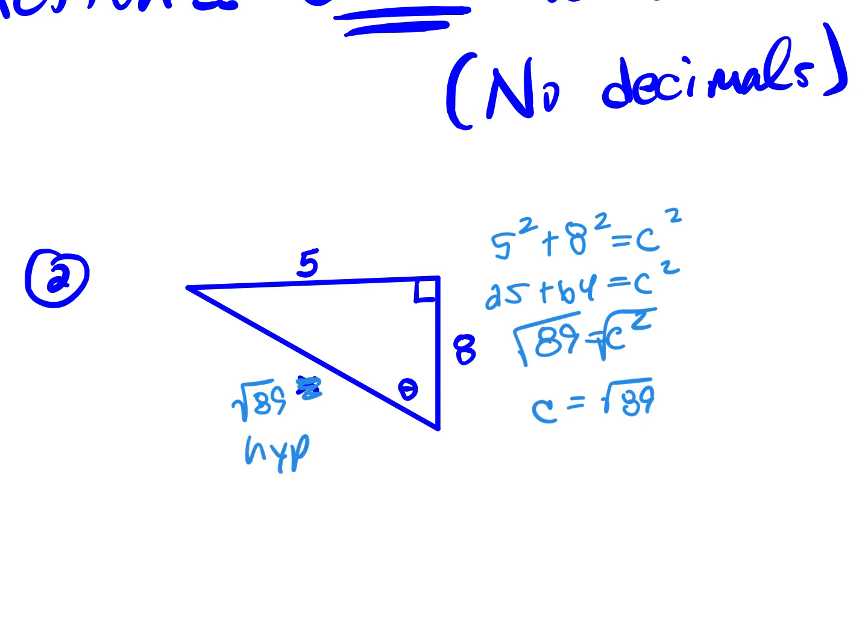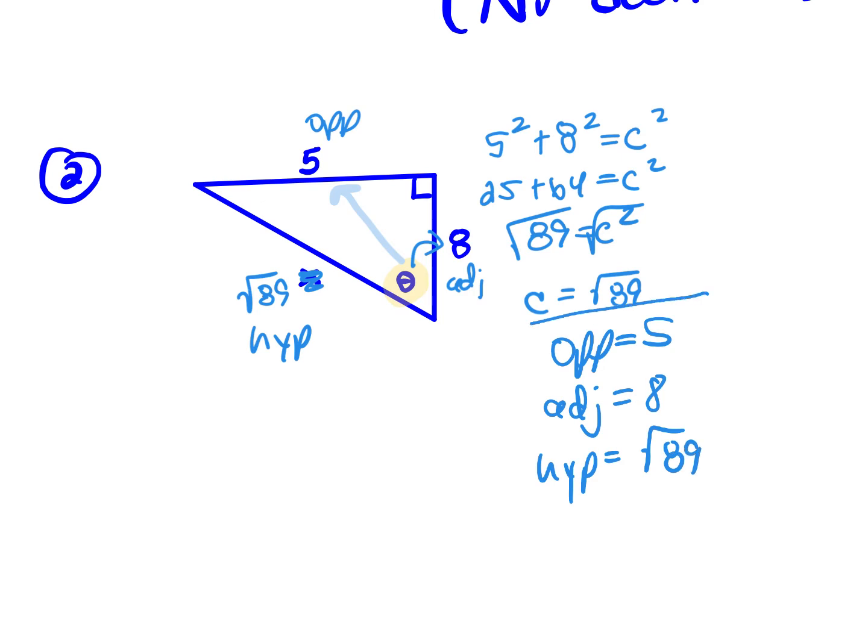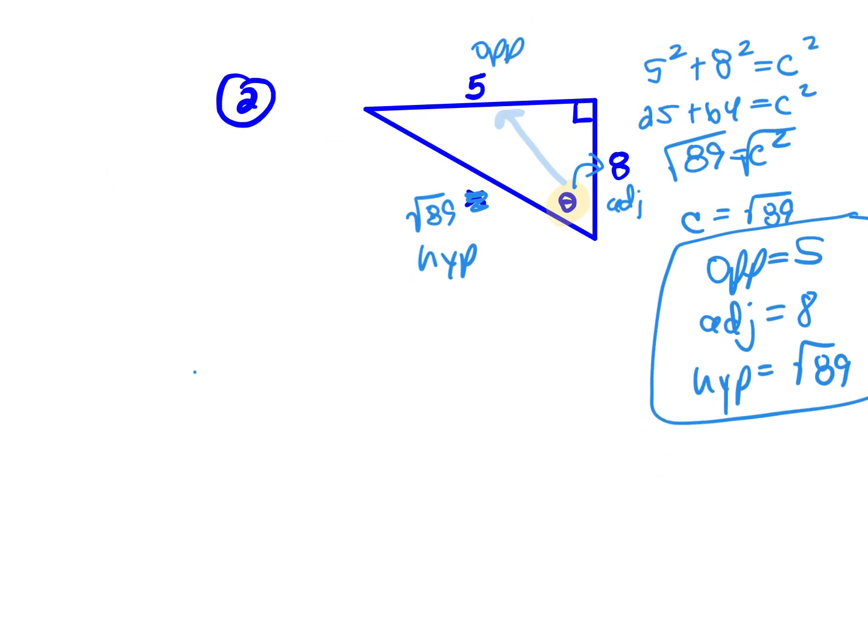So here is my theta. Identify theta. In reference to theta, what is 5? Opposite. And what is 8? Adjacent. So I'm going to write opposite equals 5. Adjacent equals 8. And hypotenuse equals the square root of 89. Now you would see if the square root of 89 breaks down. It doesn't, so just leave it. So now we go through and find our trig functions.